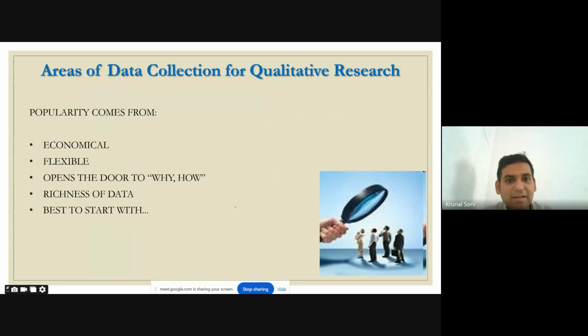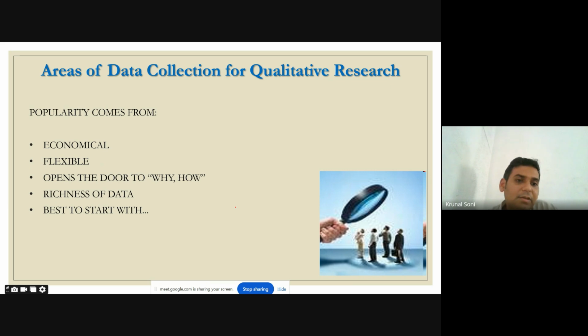So the agenda is data collection, areas for data collection of qualitative research. How does the data for qualitative research come about? It always comes from economical data. Let's say you are reading a newspaper and you read the column of some experienced person, like an economist or government official. That is where it comes from.